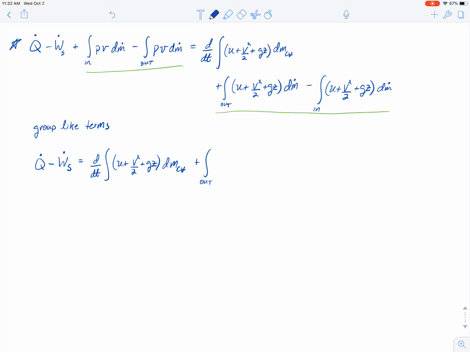The integral of all mass flow leaving, and I'll write it this way. Internal energy, here's my flow work, pressure times specific volume. Here's my kinetic energy. Here's my potential energy. Here's the integral of everything coming in across my boundaries. Internal energy, here's the flow work term, pressure times specific volume. Here's kinetic energy. Here's potential energy.